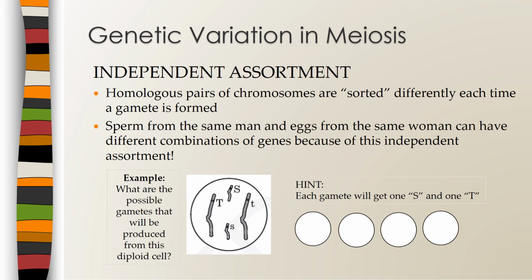An assortment, okay? Homologous pairs of chromosomes are sorted differently each time, all right? There's so many different ways we can sort these. So if we look down here at this, each of these have a capital T and a lowercase t, and a capital S and a lowercase s. How are the many different ways we can sort them?